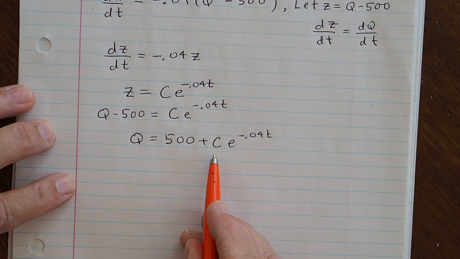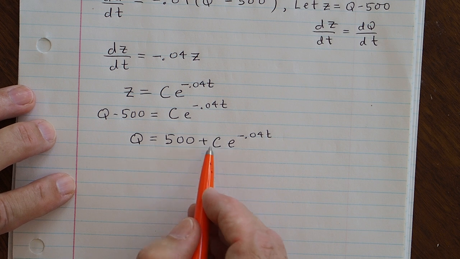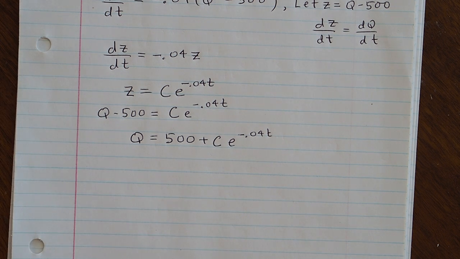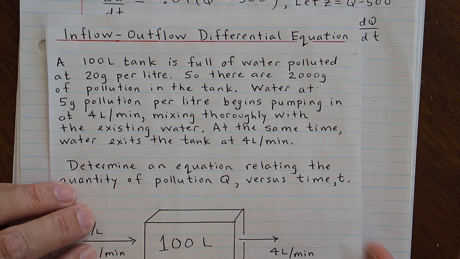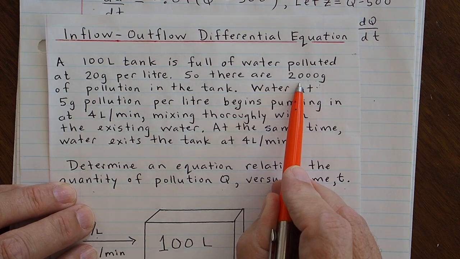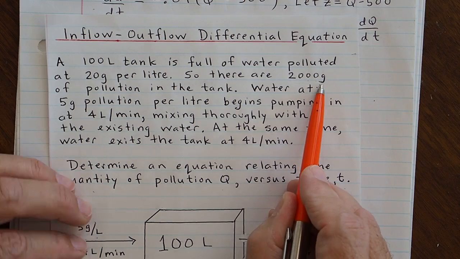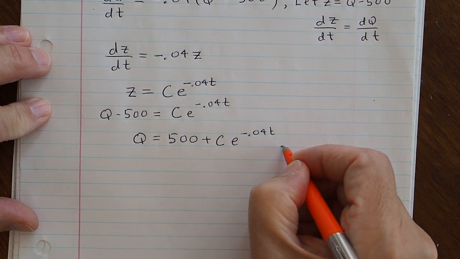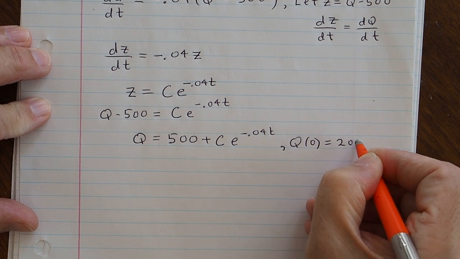But what is C? C is a real number. We need to find out what that number is. To get that, we need some kind of condition, some kind of point on the curve already known. And if you go back to the problem and read what it says here, at the very start, at the very beginning, before the water flow started, there were 2,000 grams of pollution in the tank. So that will be our initial condition. So that says Q at time 0 is 2,000.